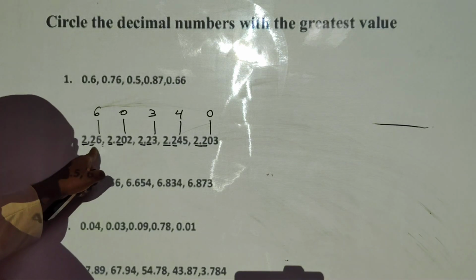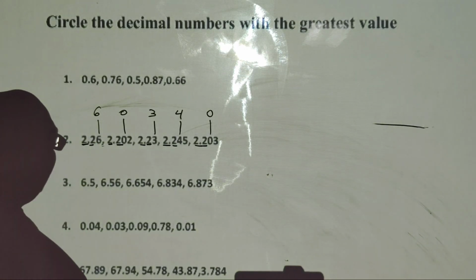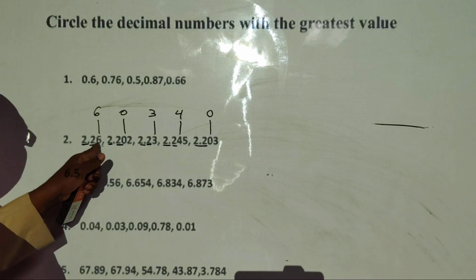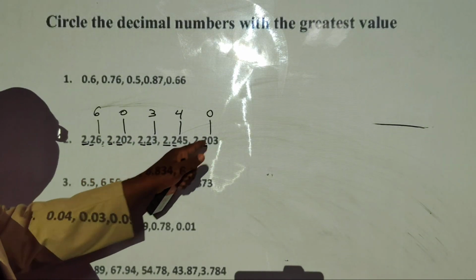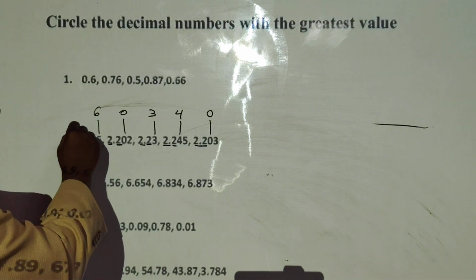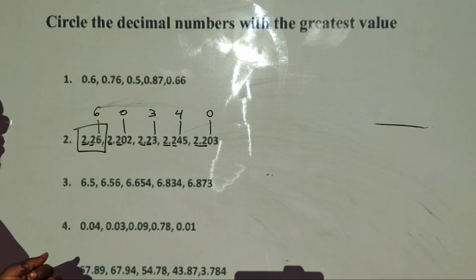Then I move on to the hundredths place. When I get to the hundredths place, what happened? I got 6. There it is 0. That is 3. That is 4. That is 0. So right here, it's your biggest number.